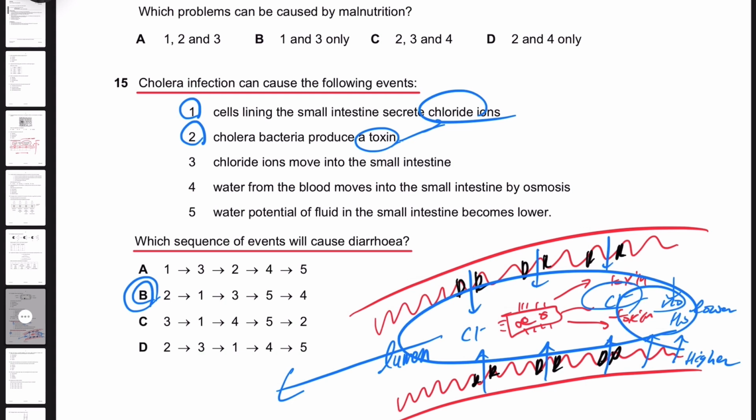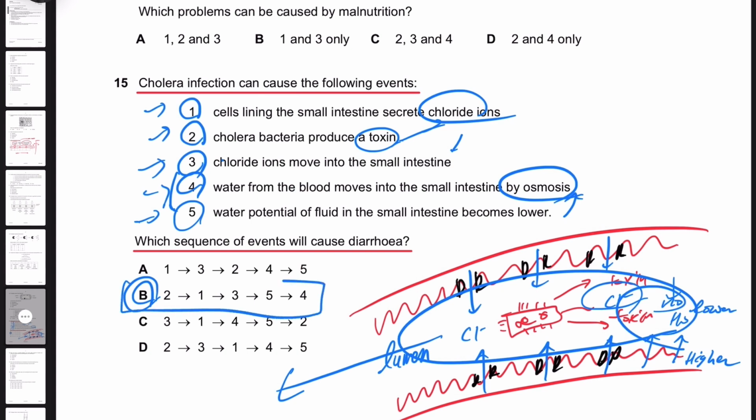But let's have a look at the others. So let's have a look at what happens after that. Causing chloride ions to go into the small intestine is going to lower the water potential, and then that causes the movement of water, which is called osmosis. So it's 2, 1, and then 3, and then 5, 4. Yes, the correct answer is indeed B. All good?